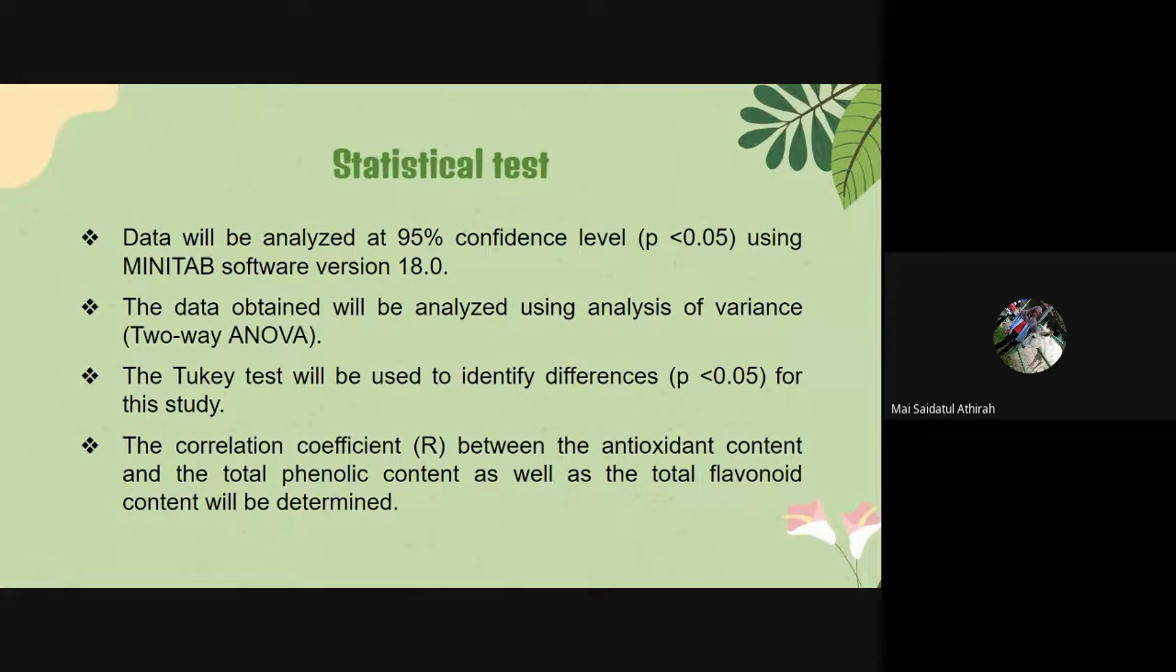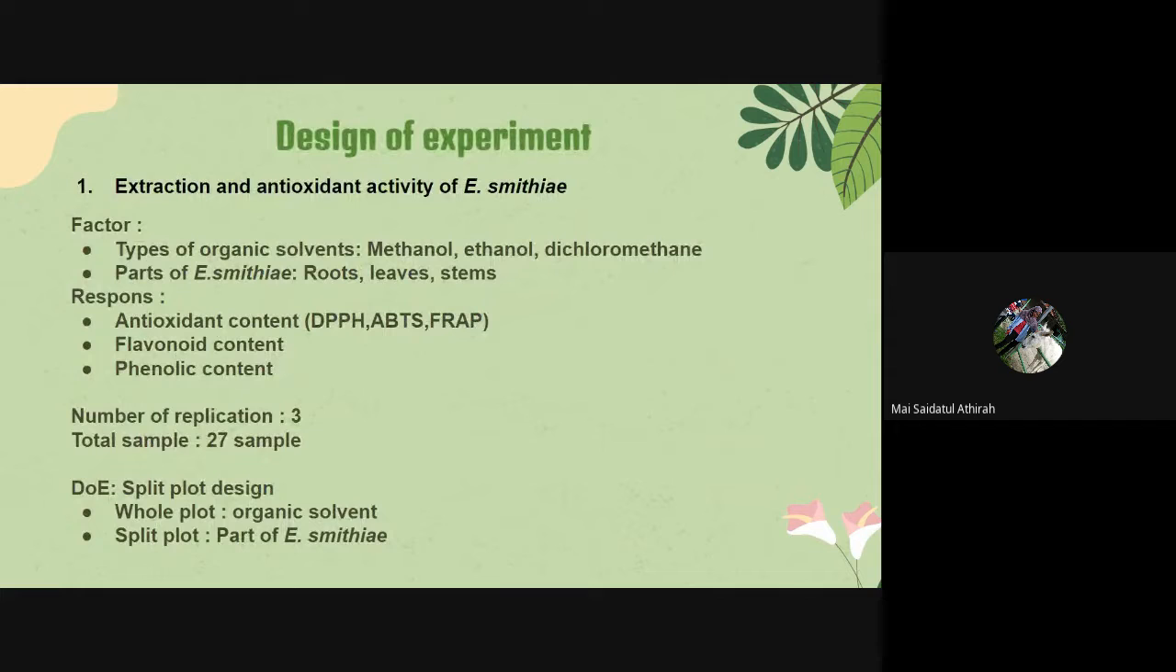Next is the statistical test. The data will be analyzed at 95% confidence level by using Minitab software version 18. The data will be analyzed by using two-way ANOVA, and Tukey test will be used to identify the difference. The correlation coefficient between antioxidant content and total phenolic content, as well as the total flavonoid content, also will be determined. Next is design of experiment.